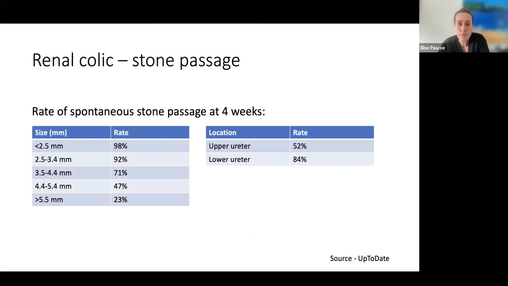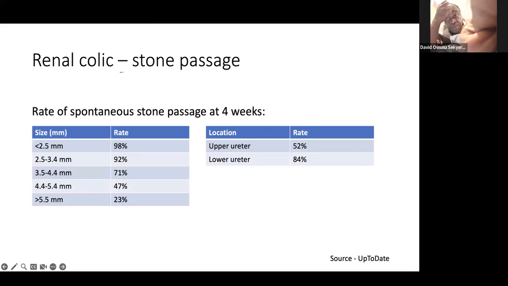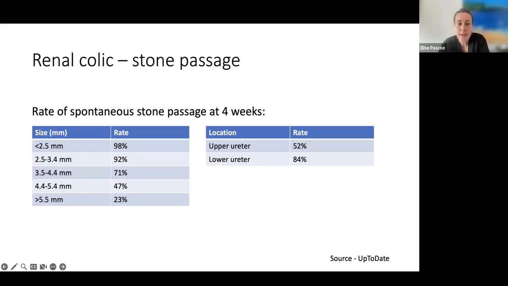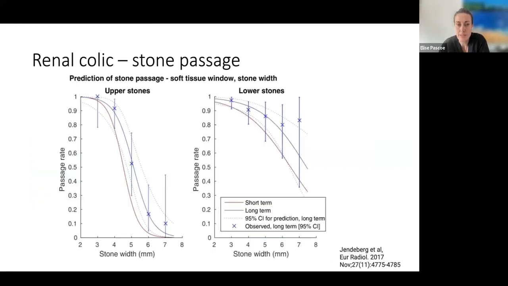So just to talk about kidney stones and how easily they pass, the rate of spontaneous passage, as we know, overall is really high, so 75 to 90%, particularly in those stones that are less than 5 millimeters. But also we know the ones that are closer to the bladder are much more likely to pass spontaneously. So up to 84% of lower ureteric stones, those ones that are below the SI joint, usually at the VUJ, will pass spontaneously.